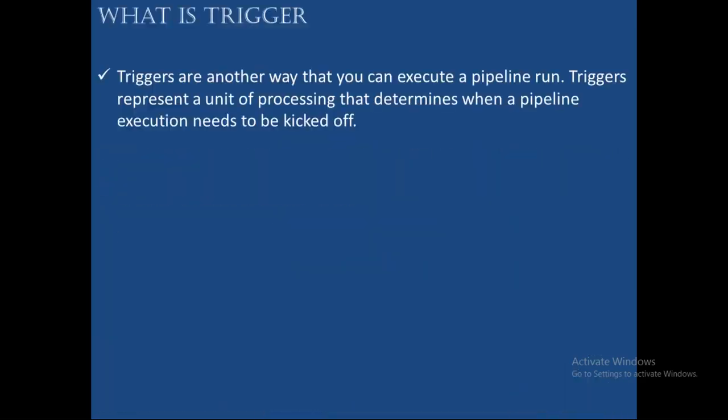Let's see now. What is a trigger? Triggers are another way that you can execute a pipeline run. Okay, as we know, this is another way to run your pipeline. Triggers represent a unit of processing that determines when a pipeline execution needs to be kicked off. When your pipeline needs to be kicked off. Kicked off means started. When your pipeline should start executing, that particular information will be represented by your trigger, because in the trigger you are going to put that configuration details. Okay, when this particular pipeline should run, right?